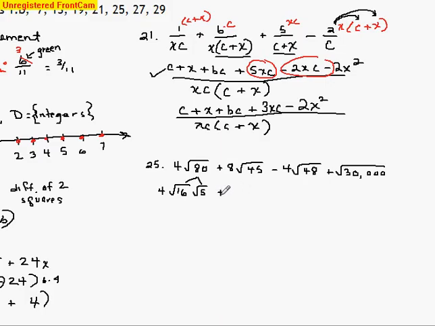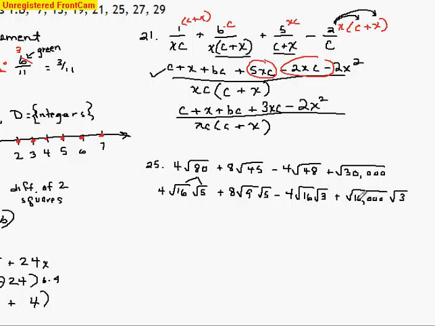So 80, the biggest perfect square that goes into 80 is 16. Then we move on, 8 times. The biggest perfect square that goes into 45 would be 9. 9 goes into 45, leaving 5. The biggest perfect square that goes into 48 is again 16, and we're left with 3. 3 times 16 is 48. And here's our big number. We count our zeros. 1, 2, 3, 4. Even number of zeros. So we can factor that into 10,000 times square root of 3.